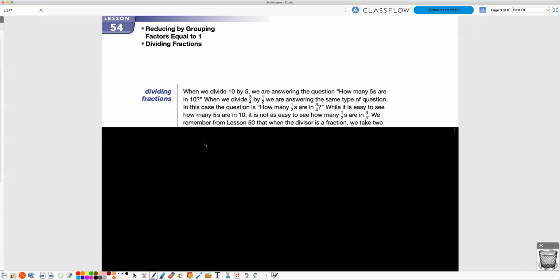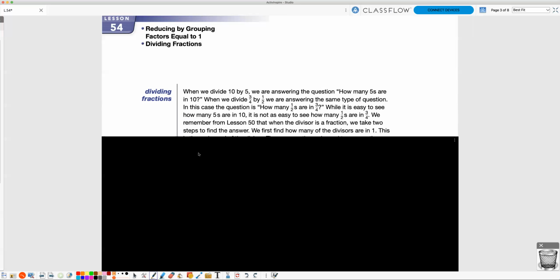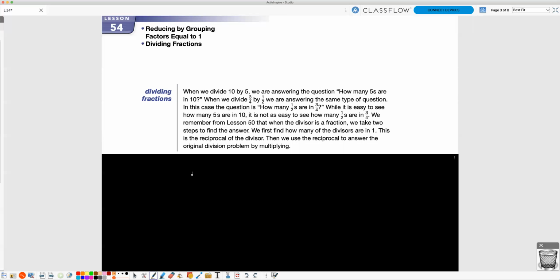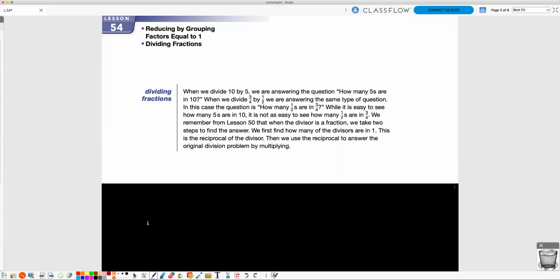We remember from lesson 50 that when the divisor is a fraction, we take 2 steps to find the answer. We first find how many of the divisors are in 1. This is the reciprocal of the divisor. Then we use the reciprocal to answer the original division problem by multiplying.